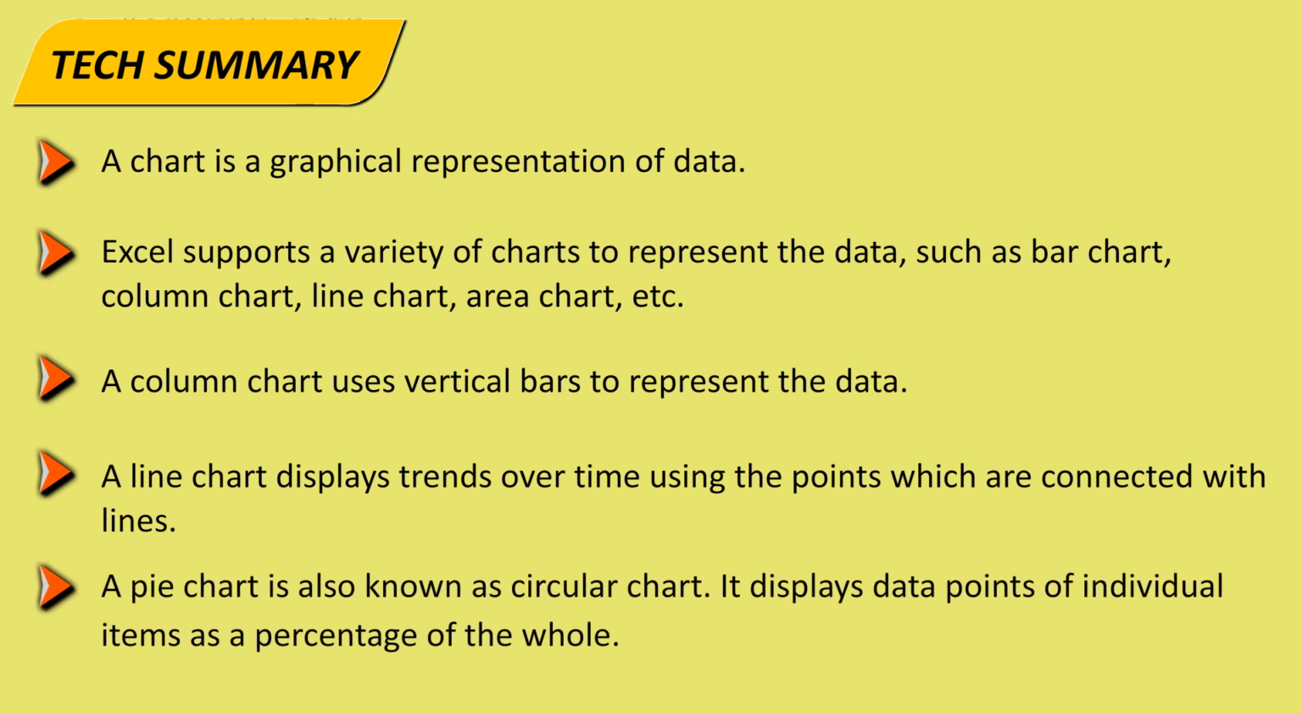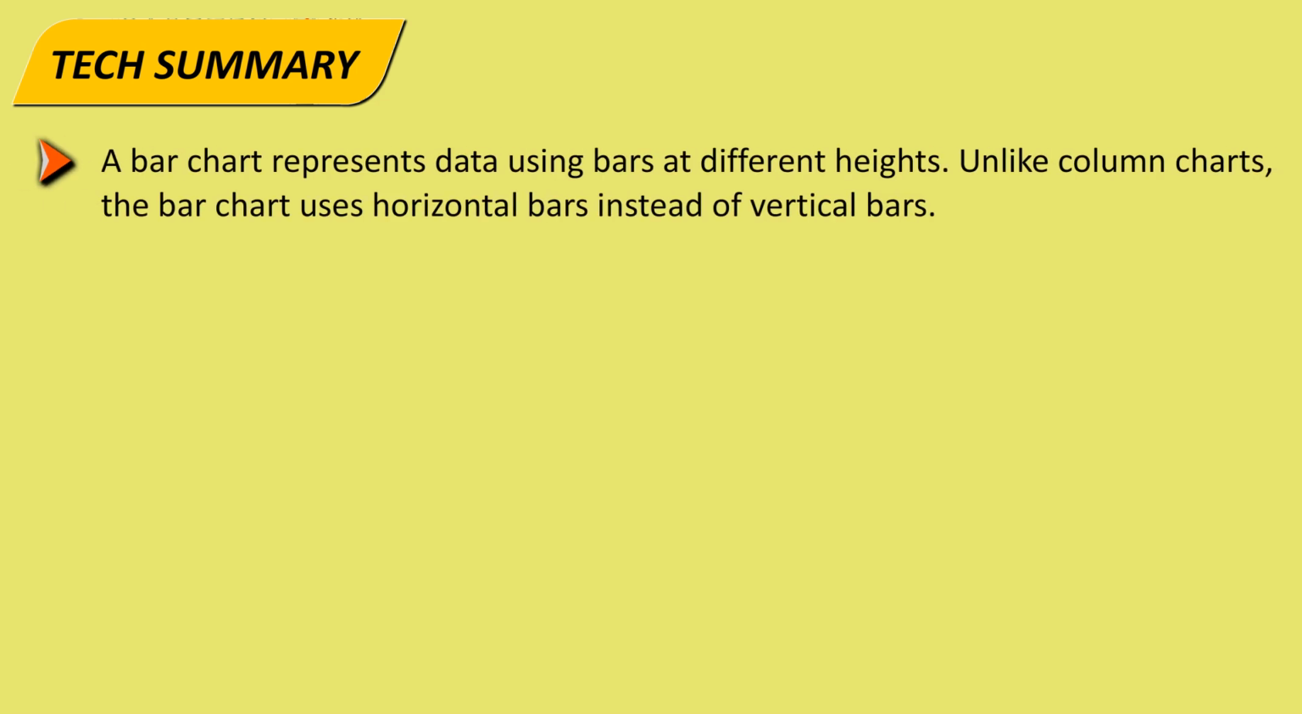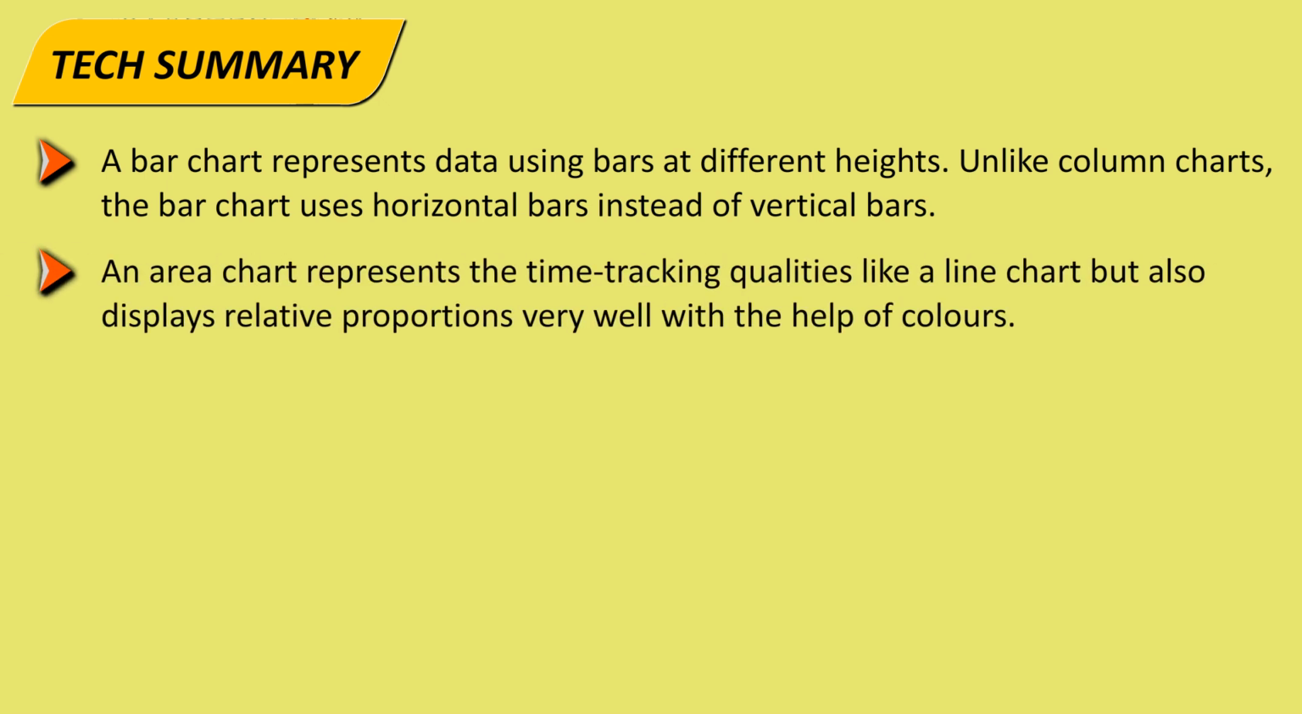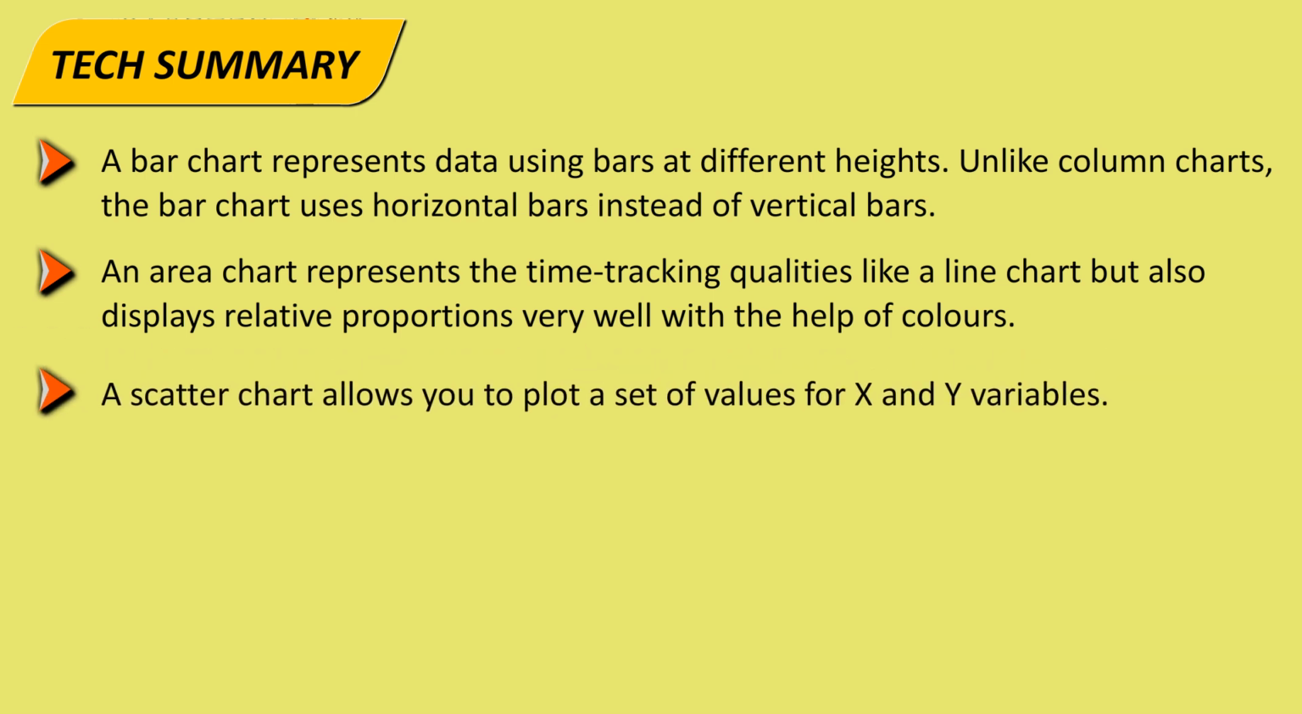A pie chart is also known as circular chart. It displays data points of individual items as a percentage of the whole. A bar chart represents data using bars at different heights. Unlike column charts, the bar chart uses horizontal bars instead of vertical bars. An area chart represents the time tracking qualities, like a line chart, but also displays relative proportions very well with the help of colors. A scatter chart allows you to plot a set of values for x and y variables.